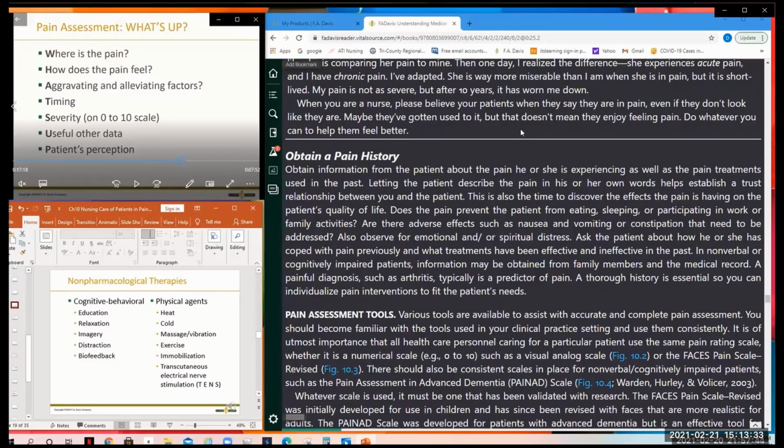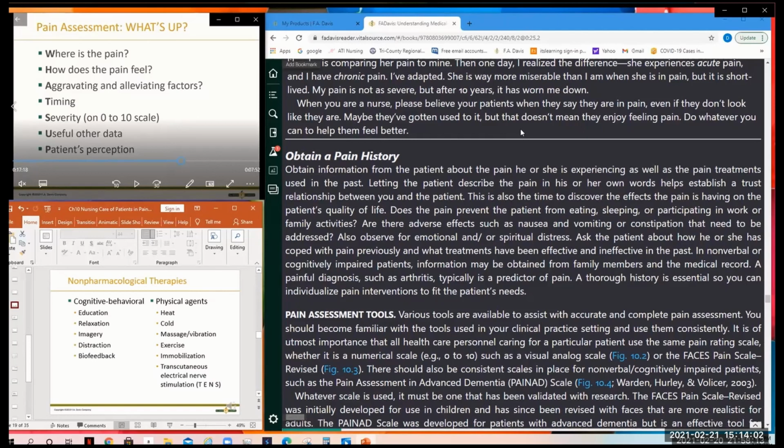This is also the time to discover the effects the pain is having on the patient's quality of life. Does the pain prevent the patient from eating, sleeping, or participating in work or family activities? Are there adverse effects, such as nausea and vomiting or constipation, that need to be addressed? Also, observe for emotional and/or spiritual distress.